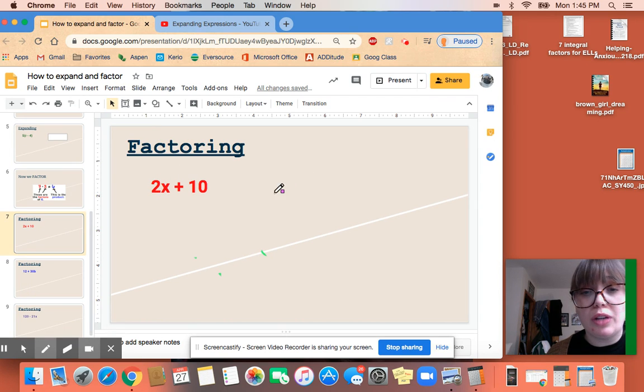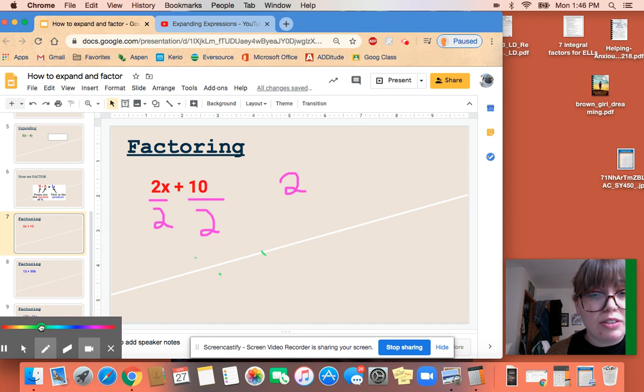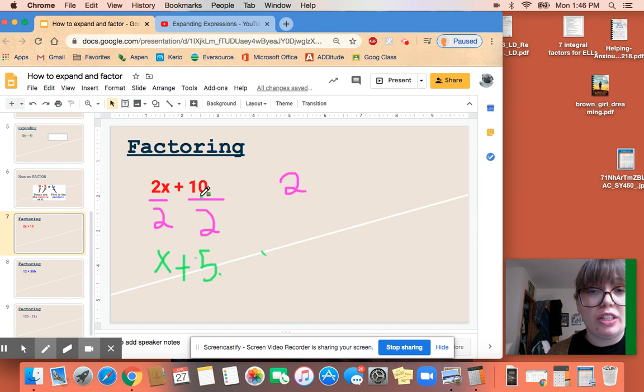I'm going to pull a 2 out of both. And to do that, I'm just going to divide each one by 2. I'm going to pull a 2 out of this expression. Here's the 2, I'm pulling it out. Now, let's do division. 2 divided by 2 just leaves me with 1x. Positive 10 divided by 2 just leaves me with 5. All I did right there was division, and you can use a calculator if you want. I did 10 divided by 2 to get 5, and 2 divided by 2 to get 1x.